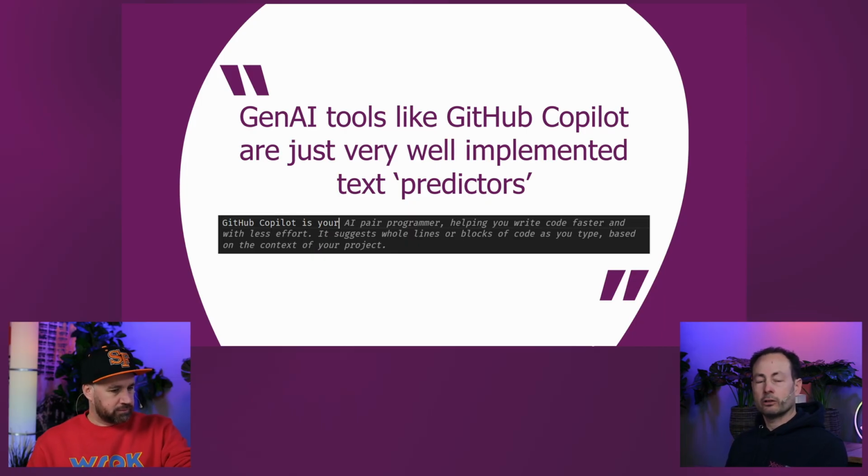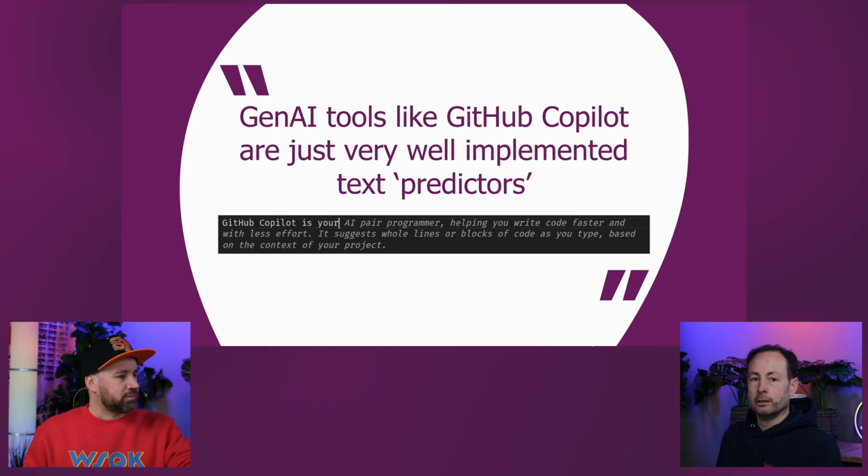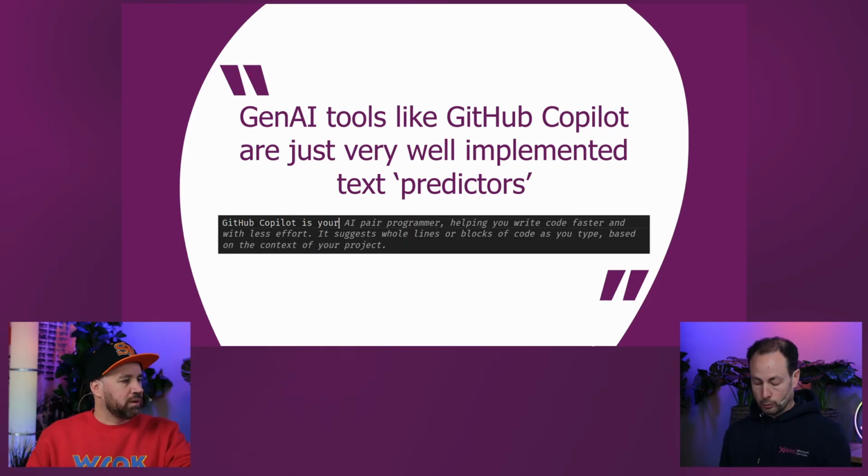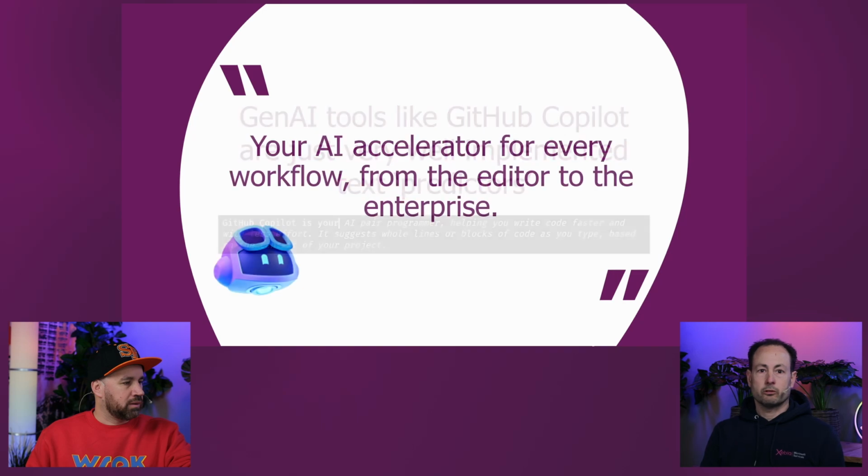There's a nice example in the screenshot that I included in this slide. GitHub Copilot is... and GitHub has had "AI pair programmer" as the main tagline for Copilot for a long time. So Copilot knows about that, and it's really good at predicting that. So that's how it works. No magic, it's just text prediction.